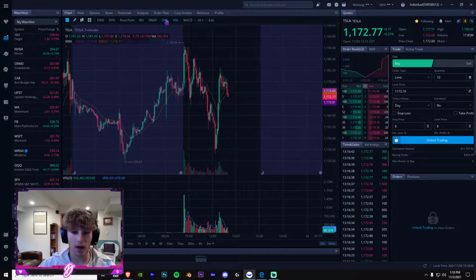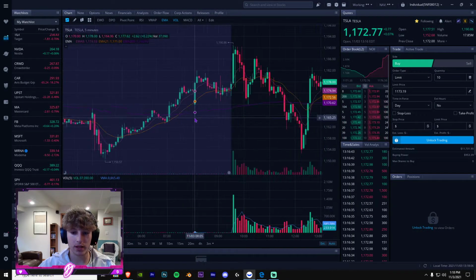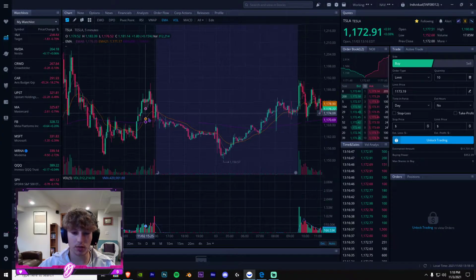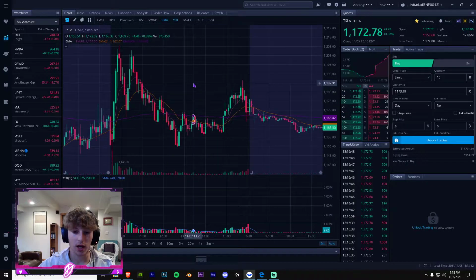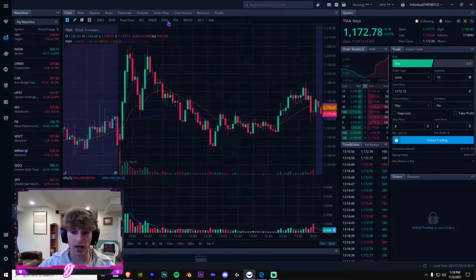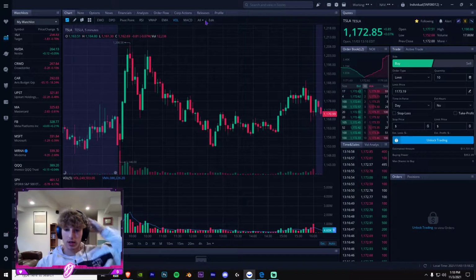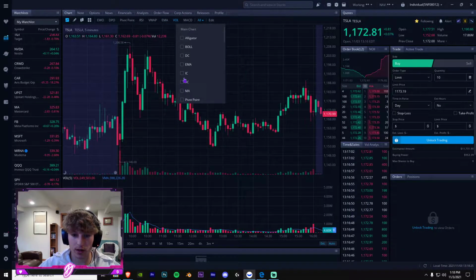And I'm not really sure what makes the exponential different. I think these are slower or something, or don't move as much as the actual moving averages, because they are calculated with a little more weight, per se. And I don't really use these. I use the regular moving averages, and that's what we're going to be going over.